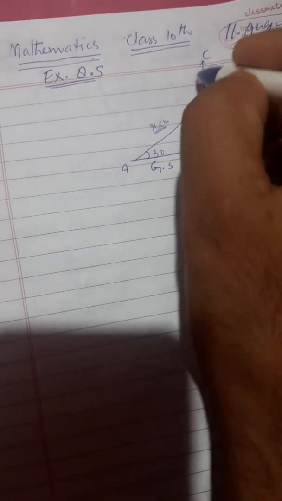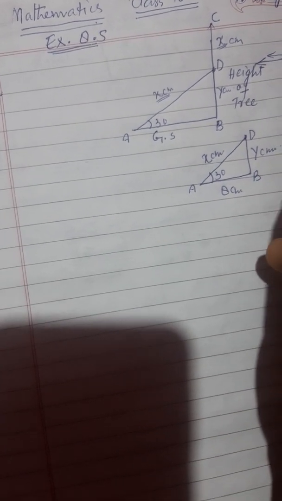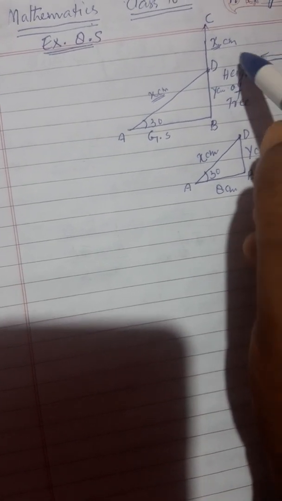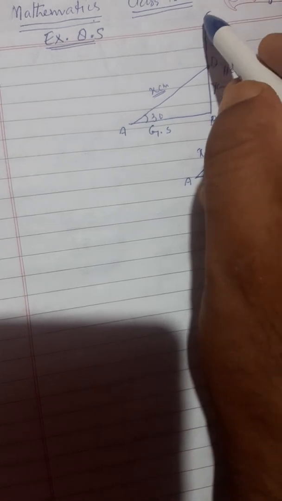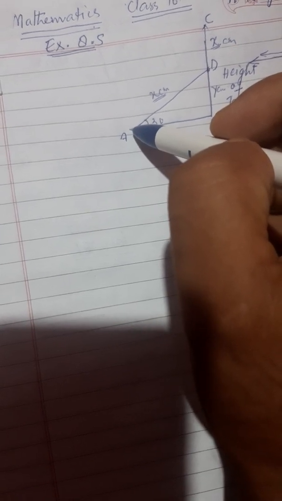And the question is, a tree breaks due to storm, and the broken part bends so that the top of the tree, this C is the top of the tree, it touches the ground, making an angle of elevation that is 30 degrees with the ground. So this is the angle of elevation here, and it is 30 degrees.